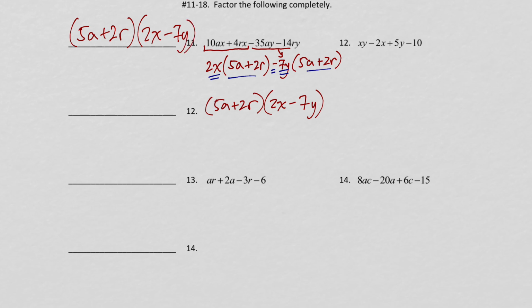If you get confused and you're not sure it works, FOIL this and make sure your four terms come out to those. They might be in the wrong order, but they should all come out to those.